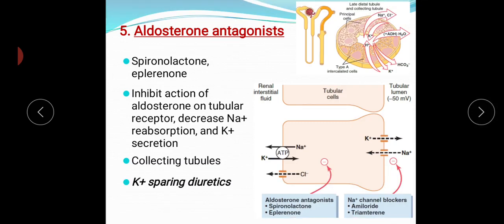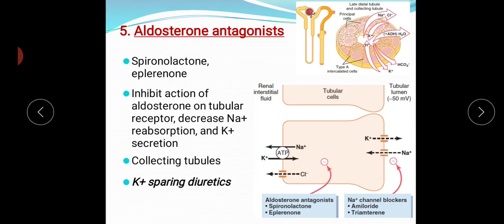Now here you can see they are working here, so they are preventing the sodium reabsorption, but they are also preventing the potassium secretion. Otherwise, normally with the reabsorbed sodium there is also loss of potassium, but here these drugs will prevent the potassium secretion, so they will preserve the potassium in the body. That's why these drugs are also known as potassium sparing diuretics. They will spare the potassium.